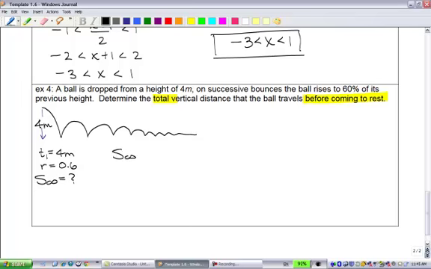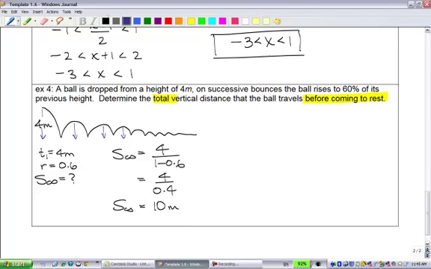Let's roll this through the formula. We get sum infinity equals 4 over 1 minus 0.6, which is 4 over 0.4, which is 10. And don't forget units, which is 10 meters. Now there's a bit of a problem with this. If we just did sum infinity with 4 and 0.6, the only vertical distance we're counting is the drop distance.